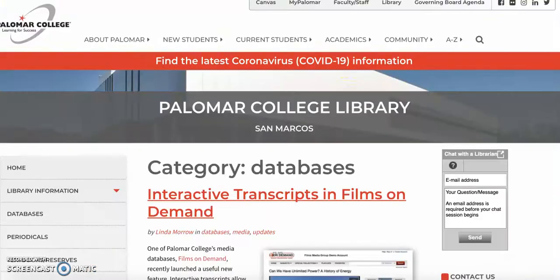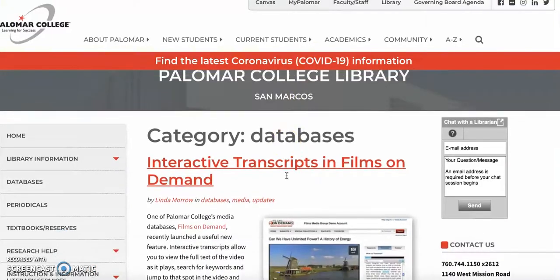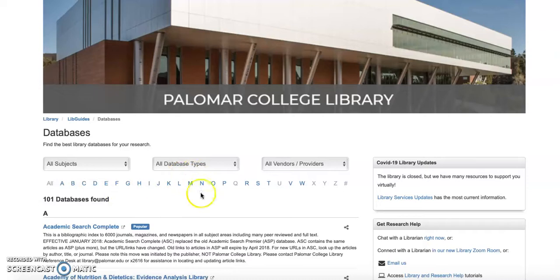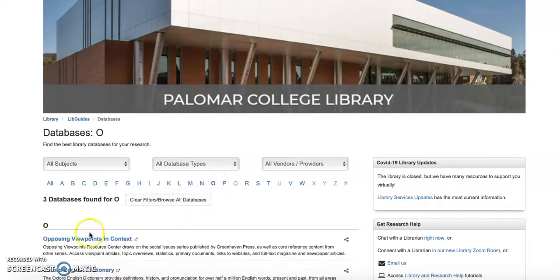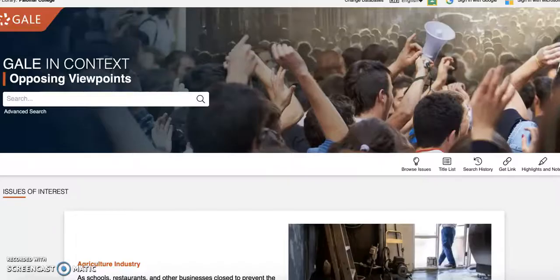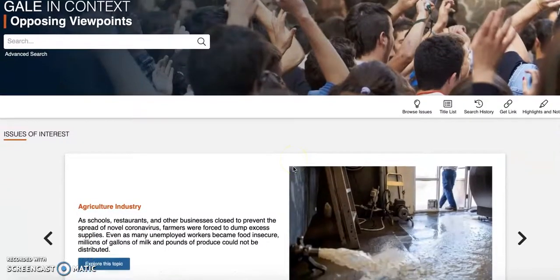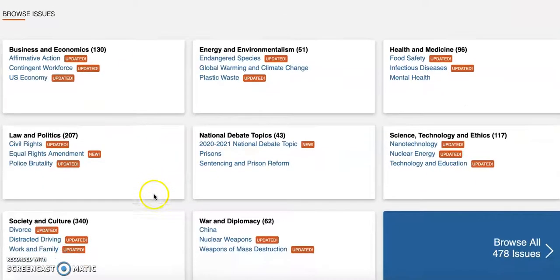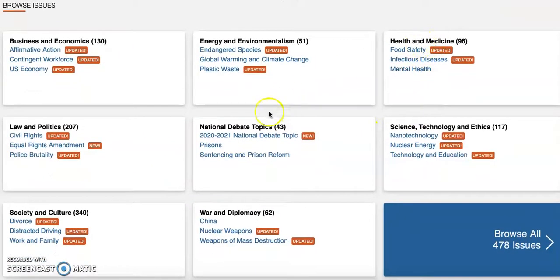A really good place to look for topics is the databases at the Palomar College Library website. Go to databases and select O for opposing viewpoints, and you'll see that the very first database that pops up is the opposing viewpoints database. When you open up opposing viewpoints, it's organized by different categories. So they've organized these different categories: health and medicine, national debate, science and technology.